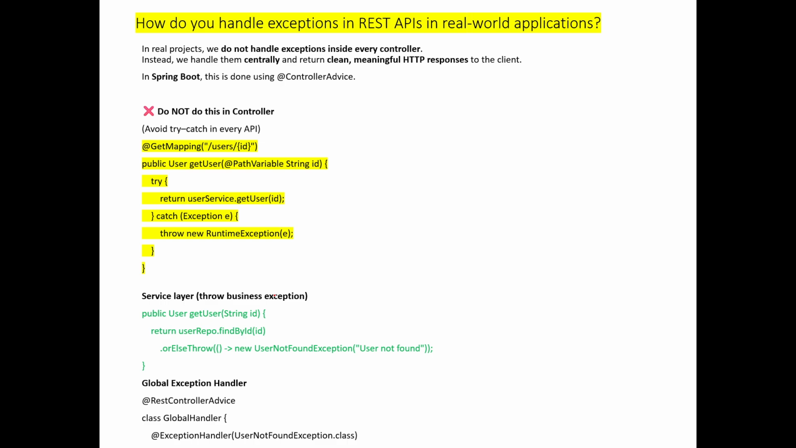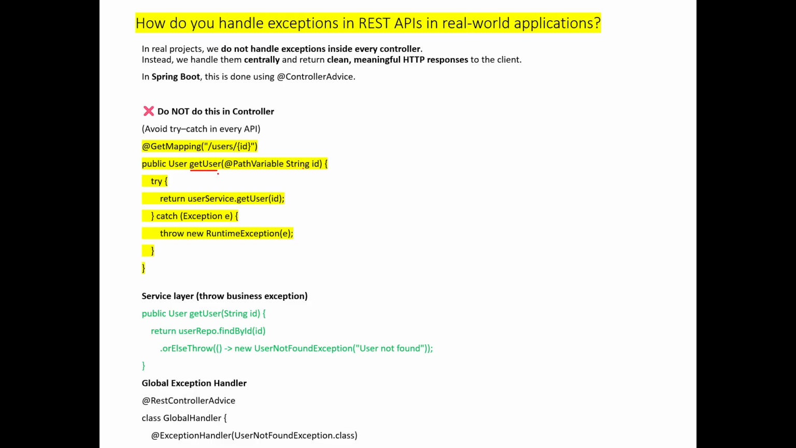Now the next question. How do you handle exceptions in REST APIs in real-world applications? That means in your Spring Boot applications, how do you handle exceptions? Suppose this is a GET mapping, this is a GET API. You are getting the users by passing the ID. So this is a GET user, this is a GET call.